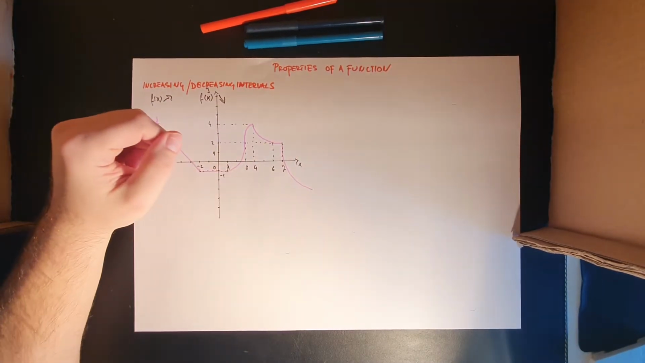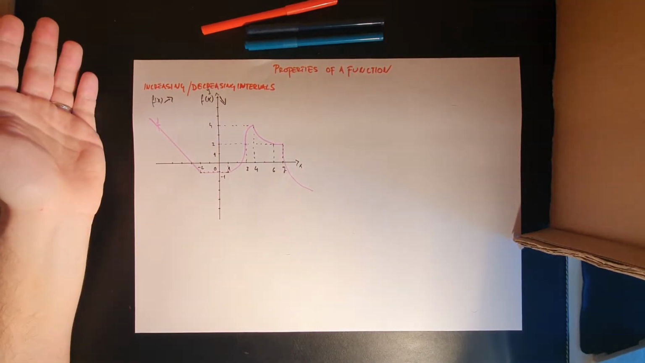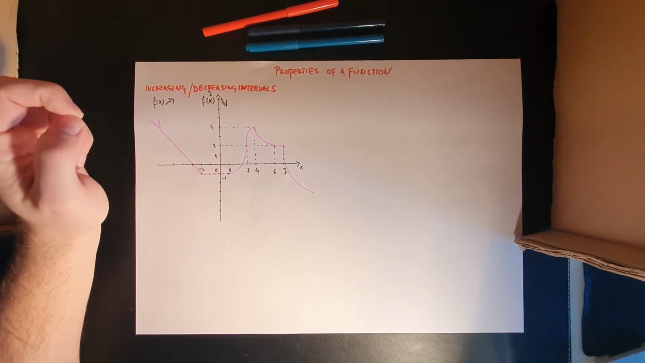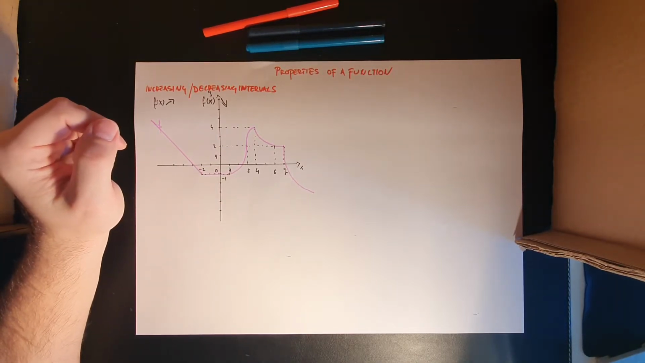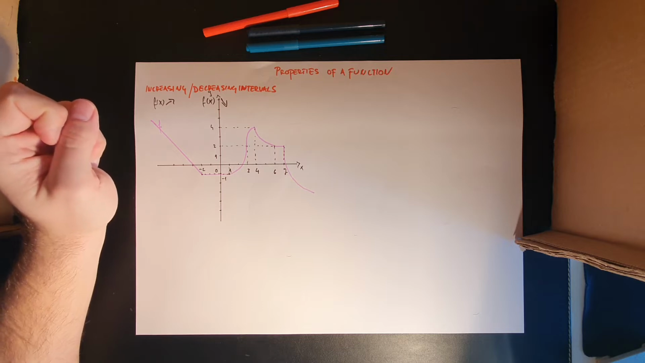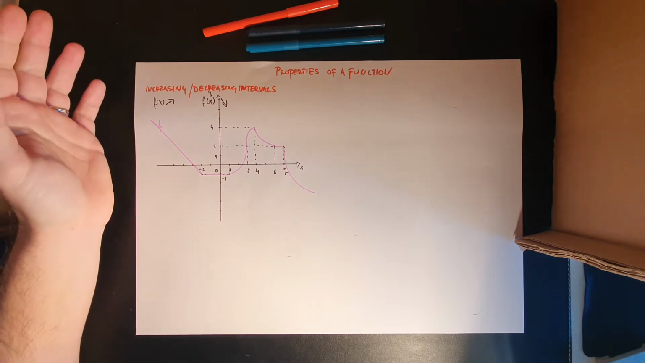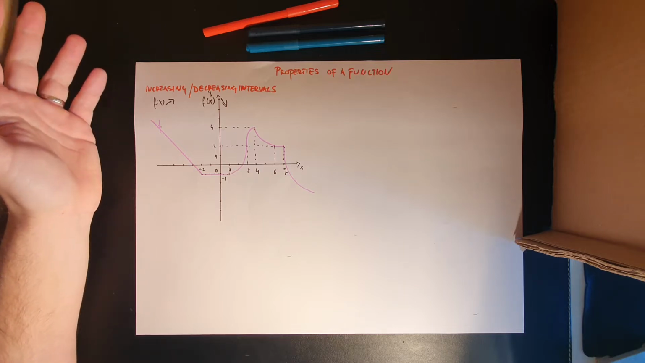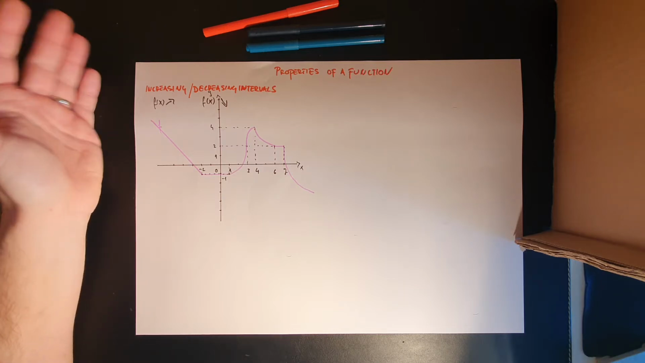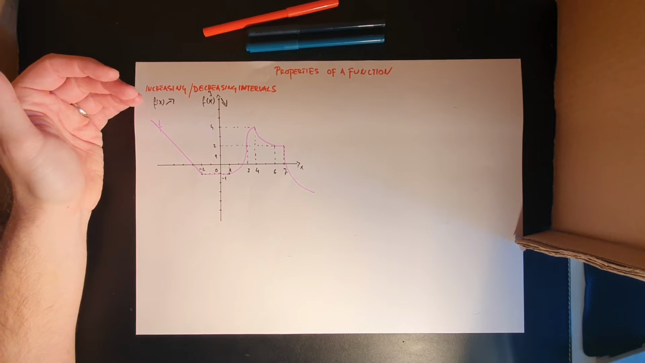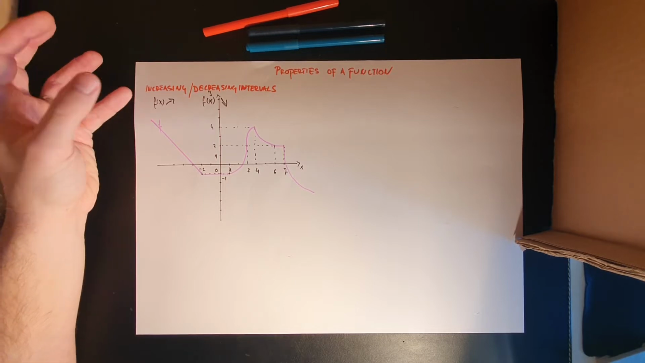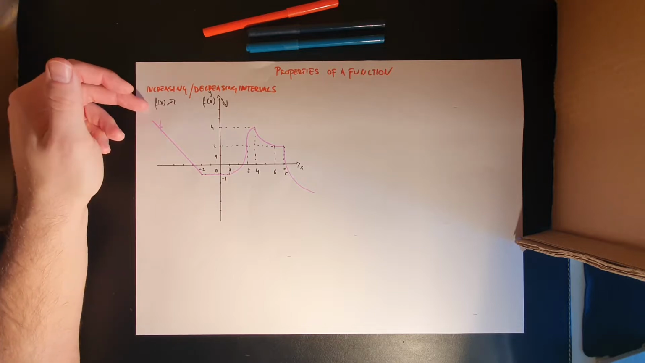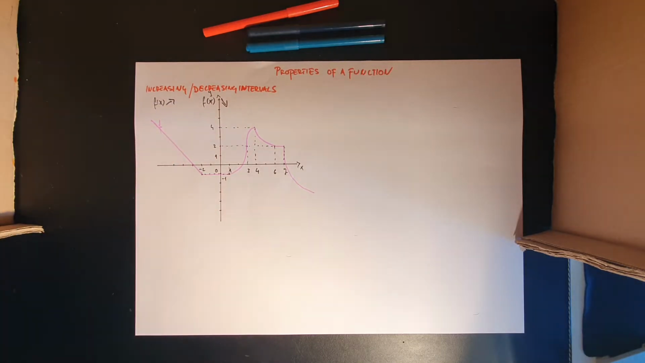Hi everyone. In today's lesson we are going to continue talking about functions. This time we're going to start with properties of a function. Now there are multiple properties that we can consider for a function. And let's start with the first thing that we can look at, and that is going to be increasing, decreasing intervals, or where the function values are going to increase or decrease.